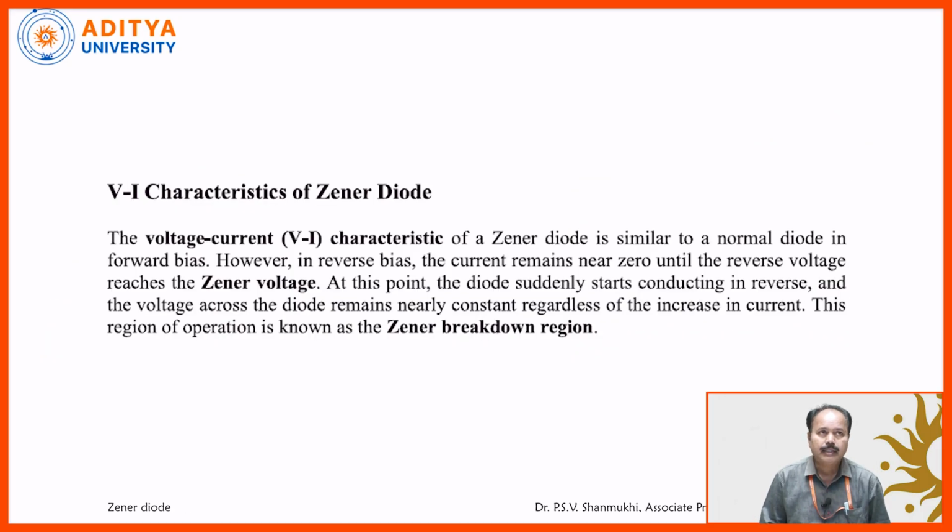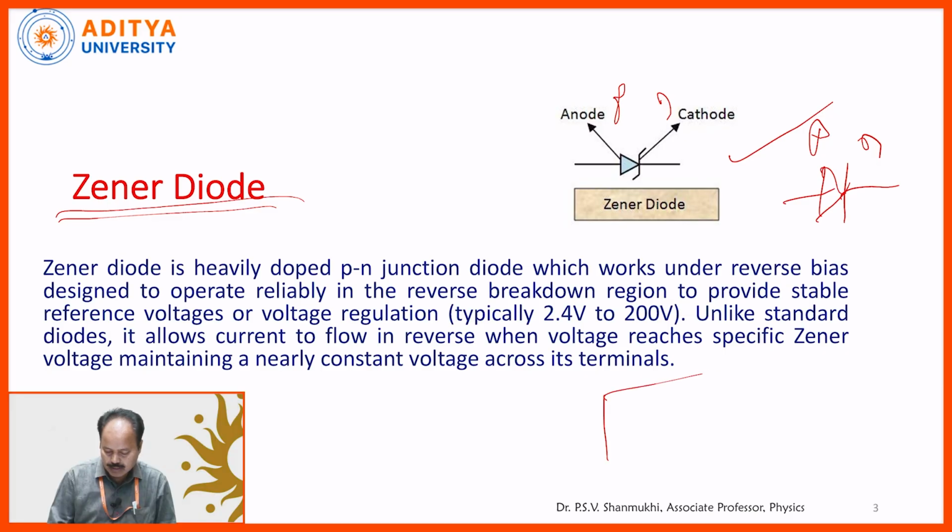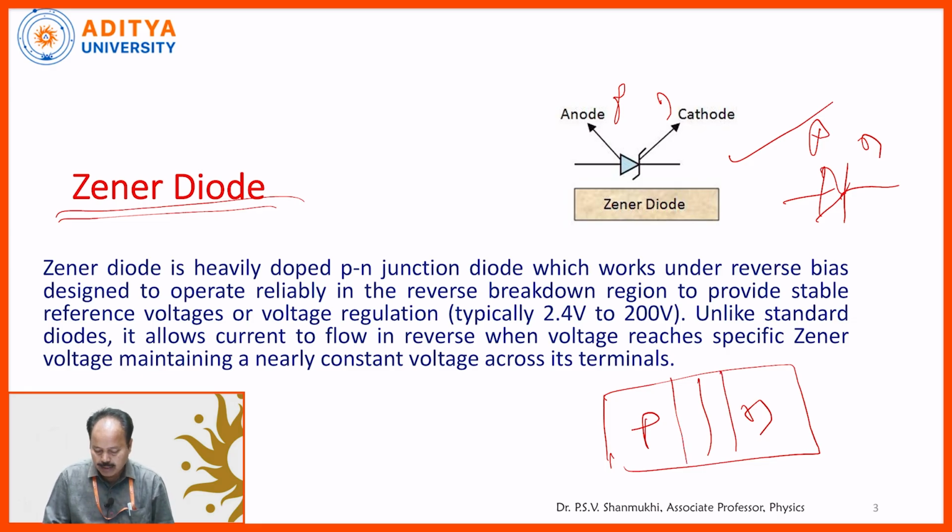Whenever it is heavily doped, what happens? Suppose this is a p-n junction diode, with a P type semiconductor, an N type semiconductor, and the depletion layer. When the P type semiconductor is heavily doped and the N type semiconductor is also heavily doped, the depletion layer width becomes very narrow. Of course, in the unbiased case, just like an ordinary p-n junction diode, it does not conduct any current.